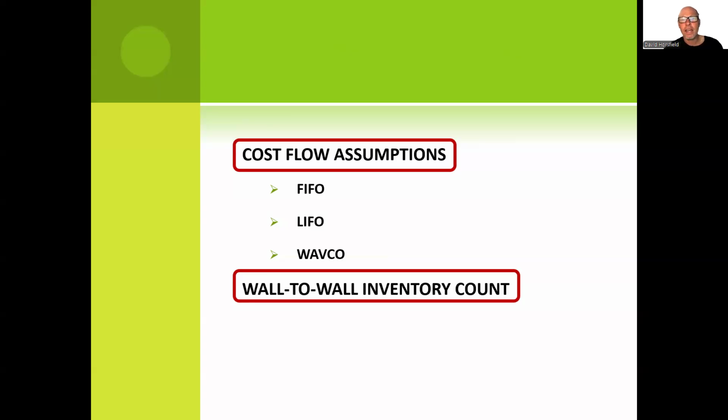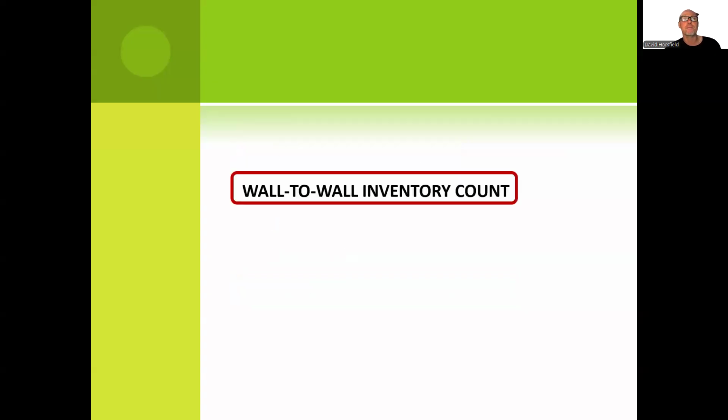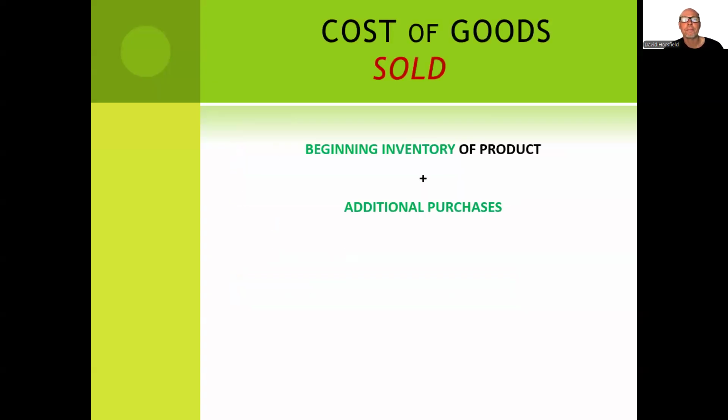But right now, in terms of cost of goods sold, we're looking at something called the wall-to-wall inventory count. And we're going to use a wall-to-wall inventory count to help us figure out the cost of the products that we used to be able to generate our revenue. So we're focusing here on wall-to-wall inventory count. So costs of goods sold. We're using wall-to-wall inventory count to generate costs of goods sold.